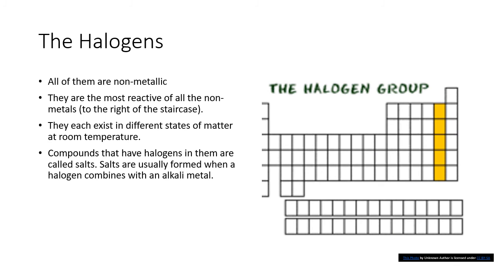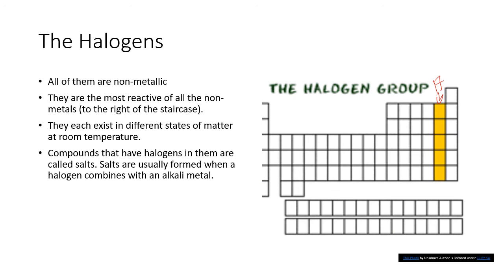I'll try drawing a 17 for you. Group 17. Oh, here it is, 17 right here. Okay, and these are called the halogens. They are all non-metals. They are the most reactive of all the non-metals on the right part of the staircase.